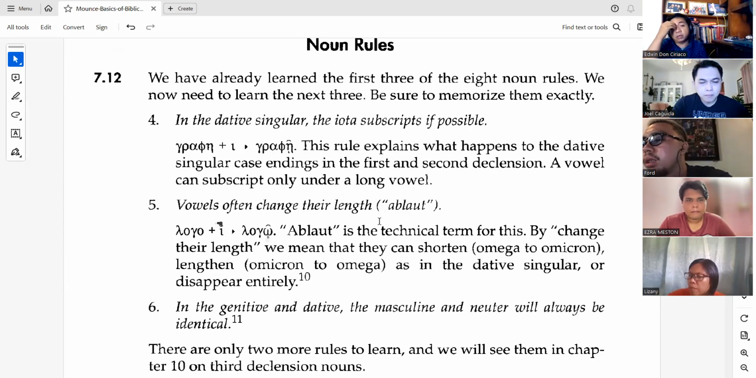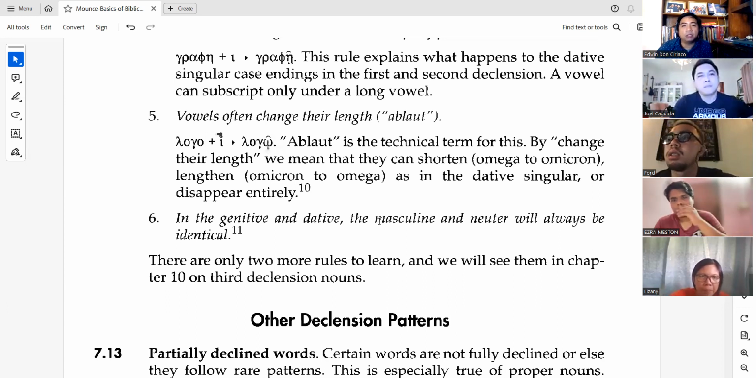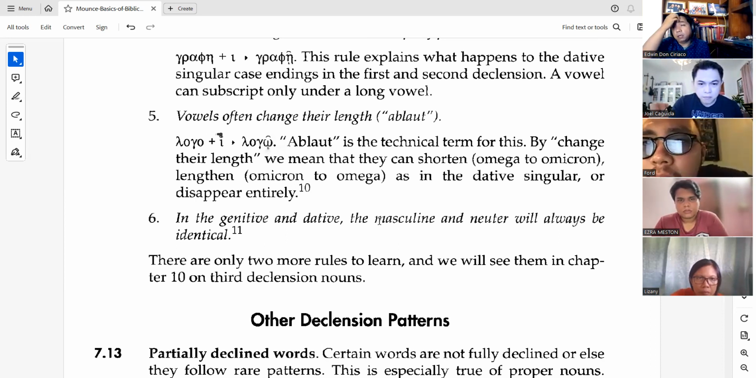In the dative singular, the iota subscript is possible. Graphe plus iota becomes graphe with iota subscript. And then logo plus iota. Notice it is not omicron iota, so it's not plural in form. For the word logos, the sigma drops off because sigma is the ending for a nominative. You drop the sigma off and then replace it with the omega with the iota subscript.